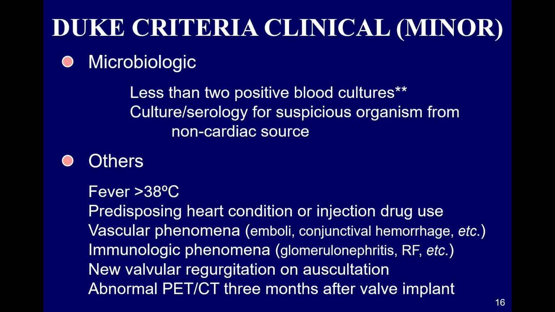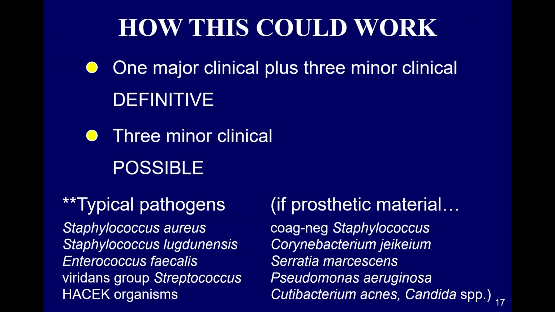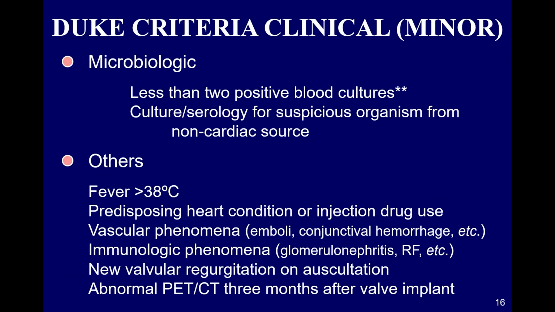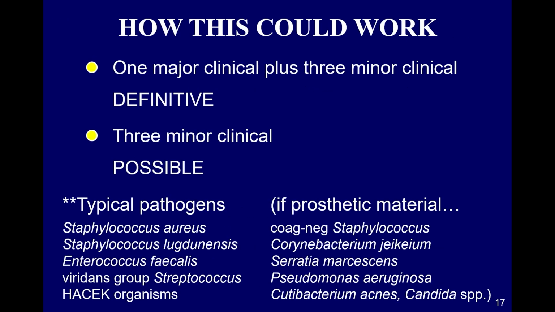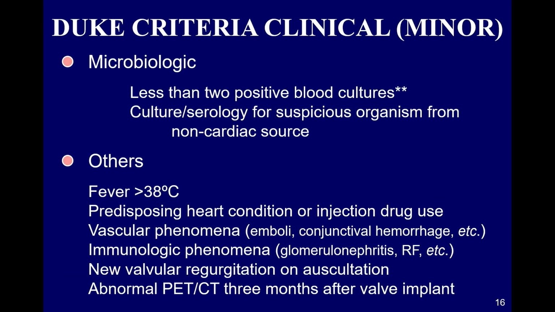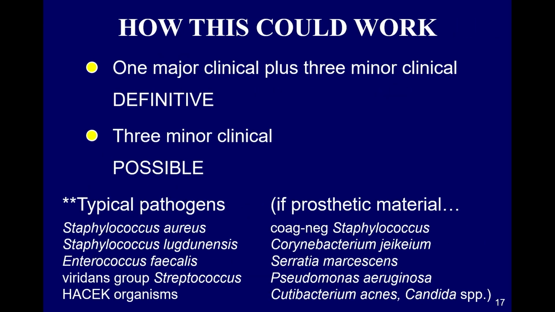So how does this work? If you don't have the organism from tissue, which would have been the reference method or the gold standard, here's a couple examples of how you can arrive at a clinical diagnosis of infectious endocarditis. Going back, you could have one major criterion plus any 3 of these minor criteria, and that could give you a definitive diagnosis of endocarditis by the Duke criteria. If you only have maybe 3 minor clinical criteria off of that list, it would be considered a possible diagnosis of infectious endocarditis by way of the Duke criteria.